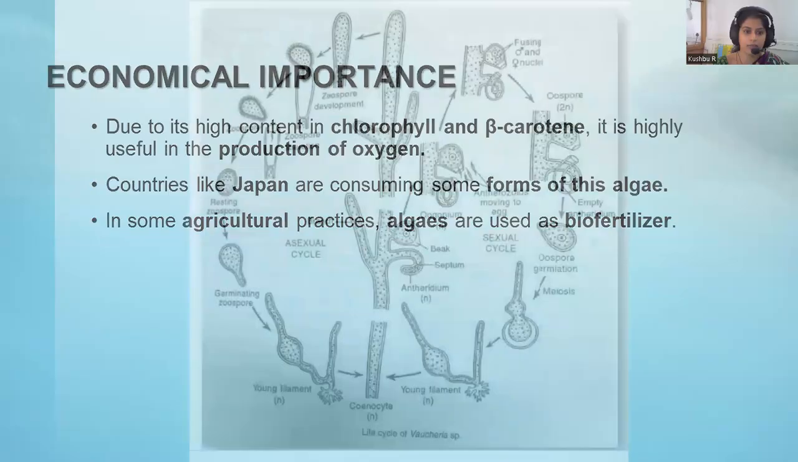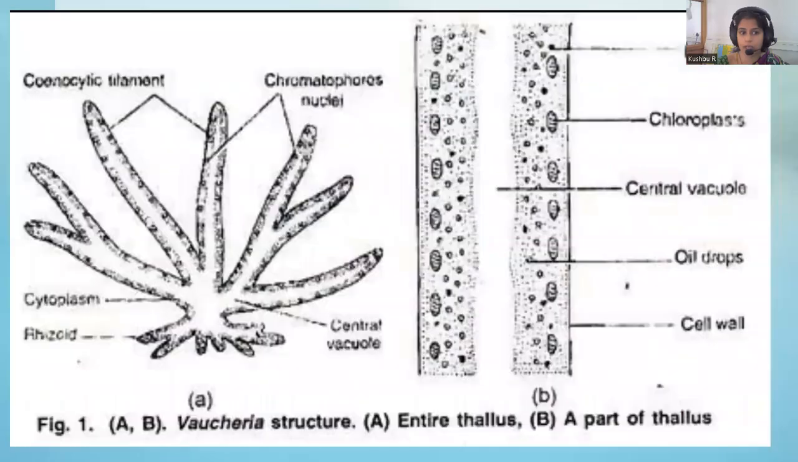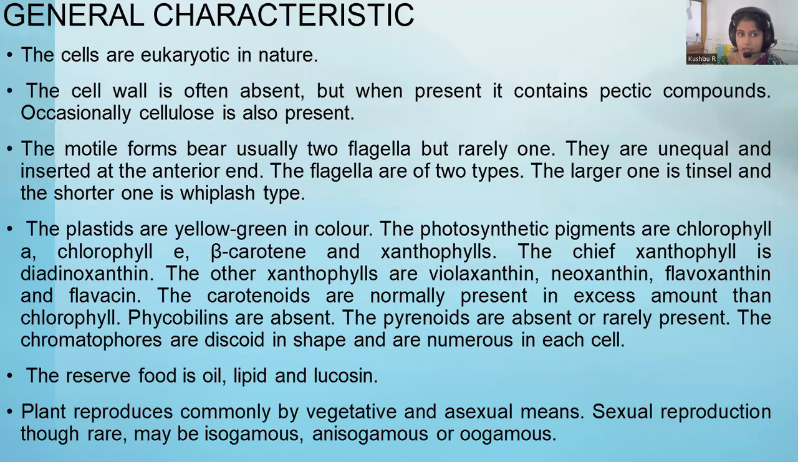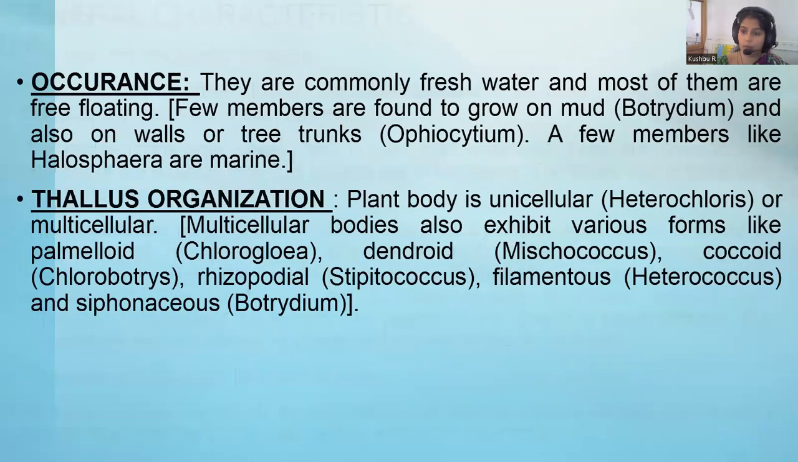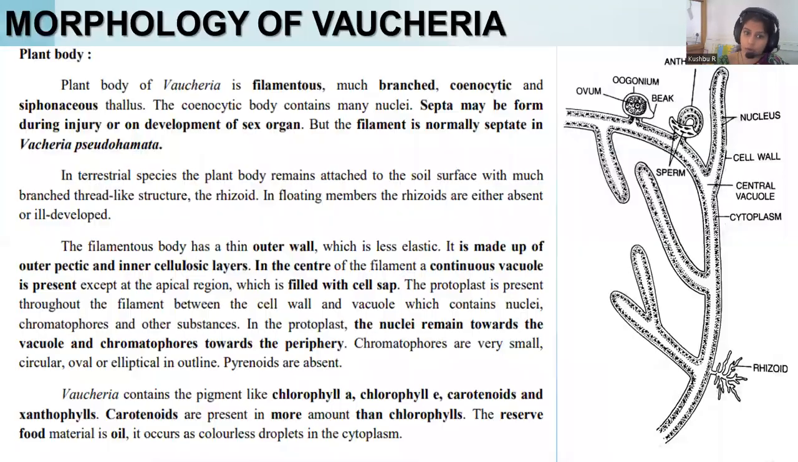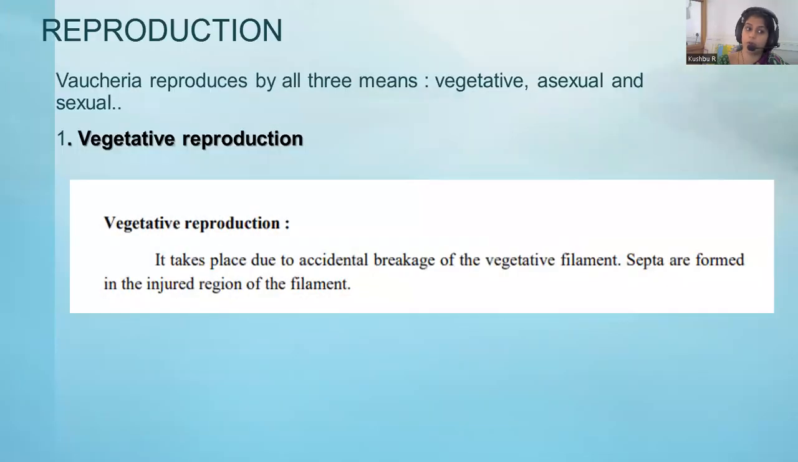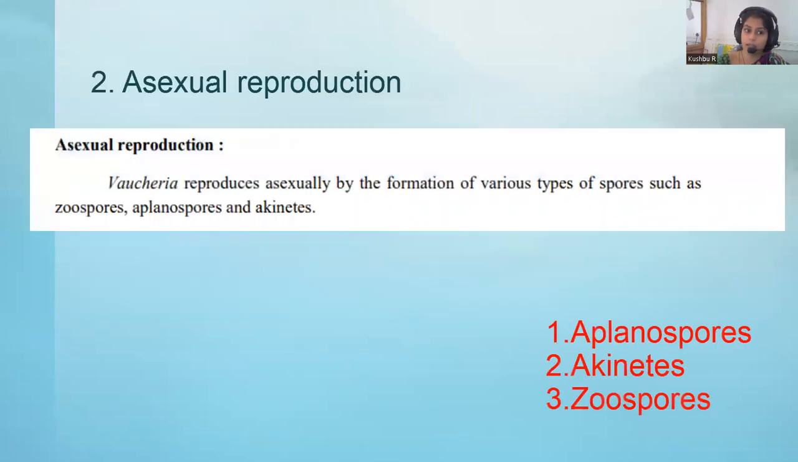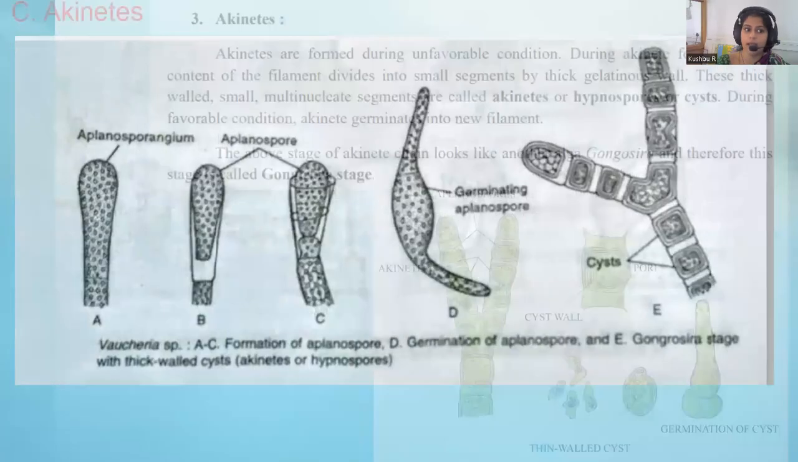So as we started from the introduction to Vaucheria, its systemic classification, its general characteristics, and then occurrence, we spoke about the organization and the morphology of Vaucheria, and how its transverse section looks. Speaking about its reproduction, there are three types: vegetative, asexual, and sexual. Under vegetative, we spoke about fragmentation. Under asexual reproduction, we spoke about three types of spores, starting from zoospore, aplanospore, and achaenates.